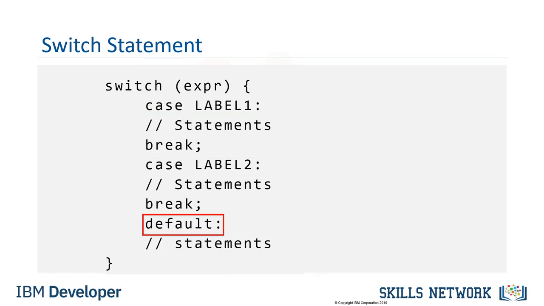If no matching label is found, the program looks for the optional default clause, and if found, transfers control to that clause, issuing the associated statements. The break keyword is used to prevent the code from automatically falling into the next case clause.